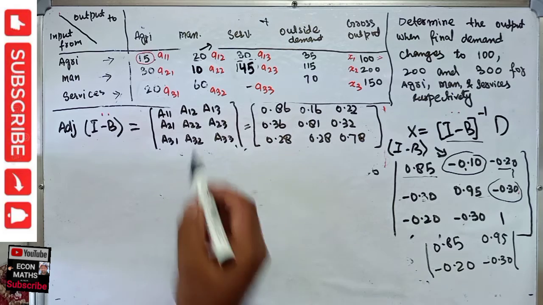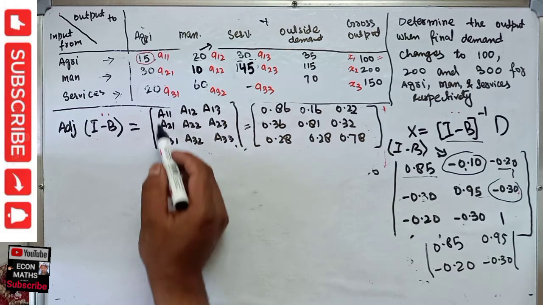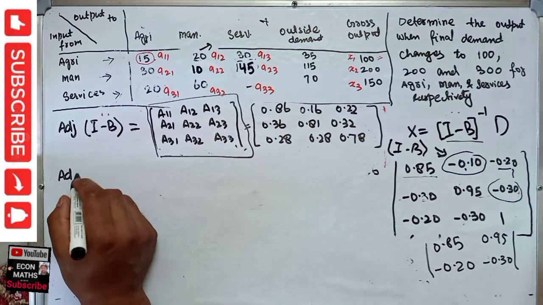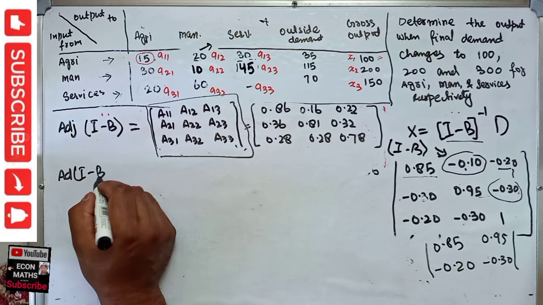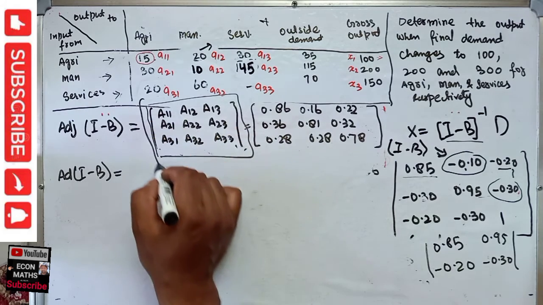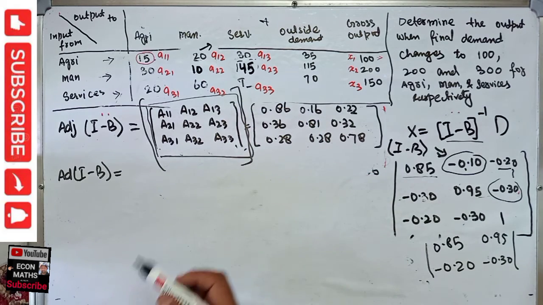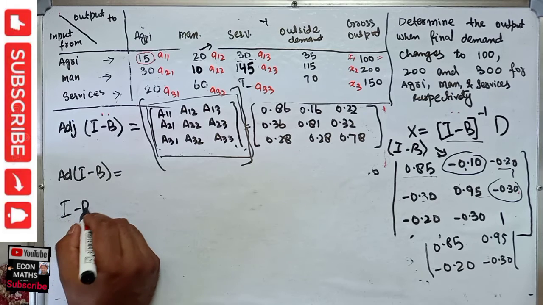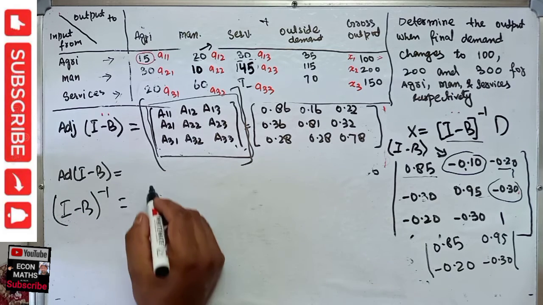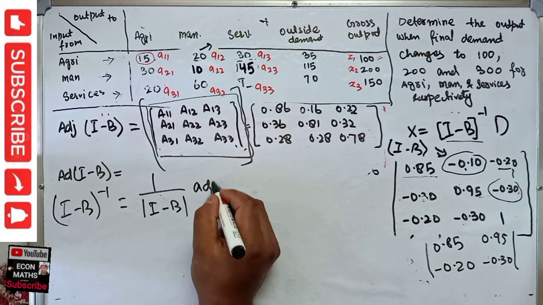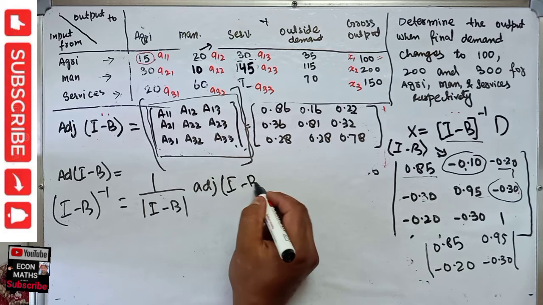Okay, adjoint is simply equal to the transpose of this very matrix. So I will write here, adjoint of I minus B is equal to the transpose of this very matrix. Okay, transpose. So I have transposed these numbers which I have calculated earlier. Now I minus B inverse is simply equal to 1 divided by the determinant of I minus B times adjoint of I minus B.